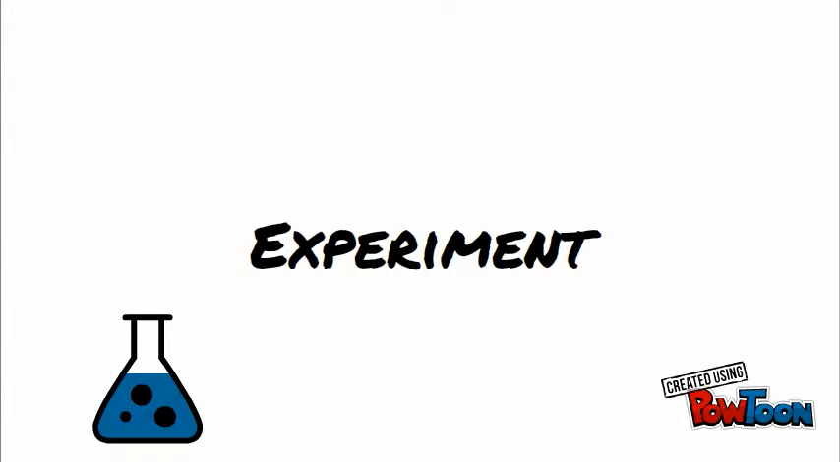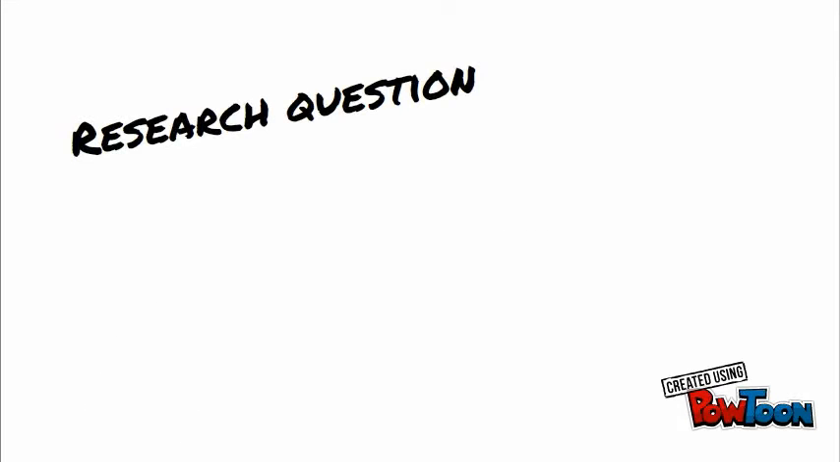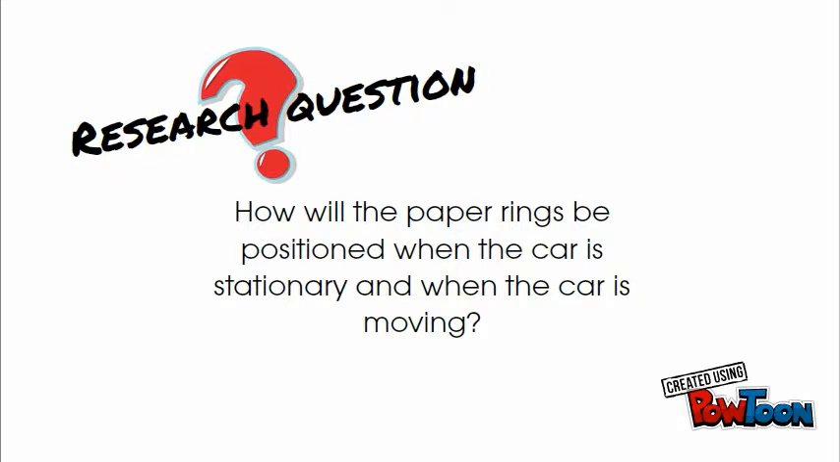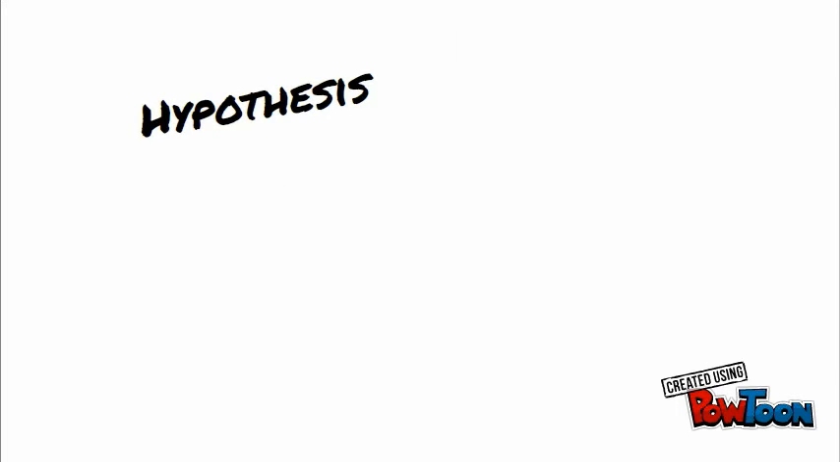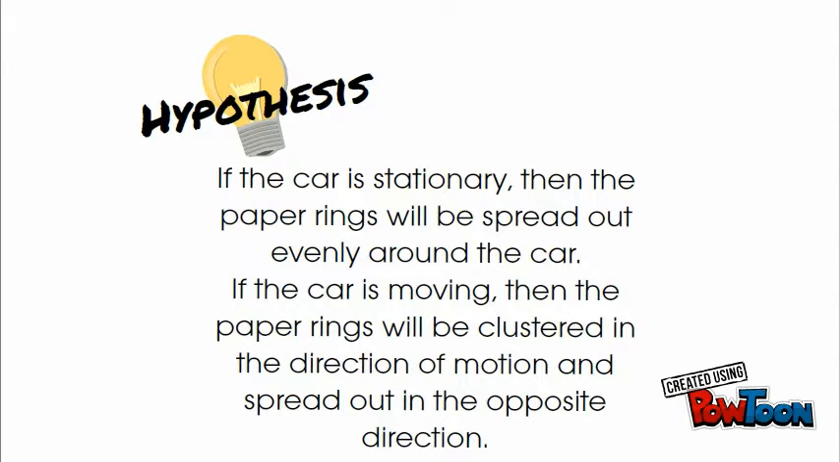The experiment was a model that depicts how the Doppler effect works. Research question: how will the paper rings be positioned when the car is stationary and when it is moving? Hypothesis: if the car is stationary, then the paper rings will spread out evenly around the car. If the car is moving, then the paper rings will be clustered in the direction of motion and spread out in the opposite direction.